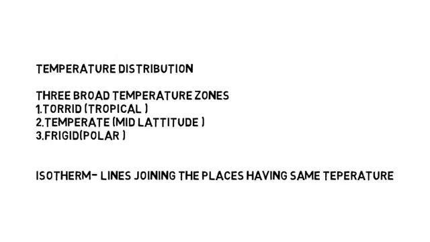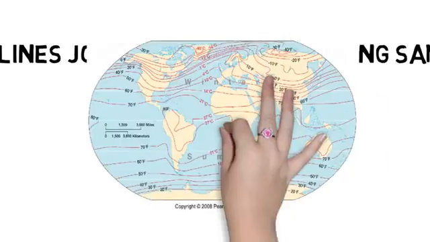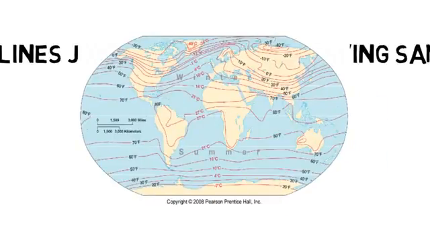Temperature distribution is represented on the map with the help of isotherms. The isotherms are the lines joining places with the same temperature, and for drawing the isotherms, the observed temperatures are reduced to sea level so that the influence of altitude is corrected.